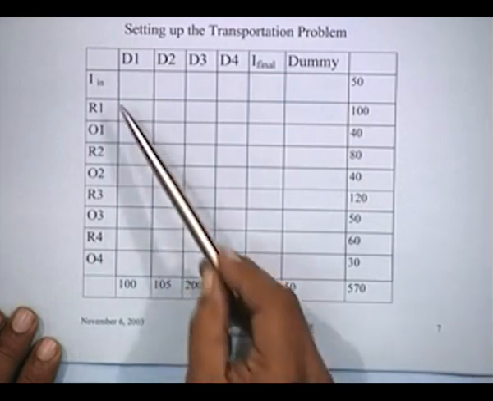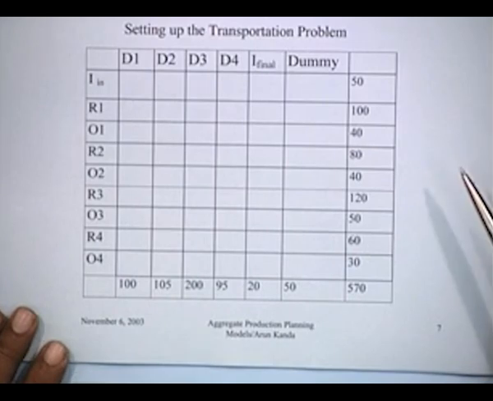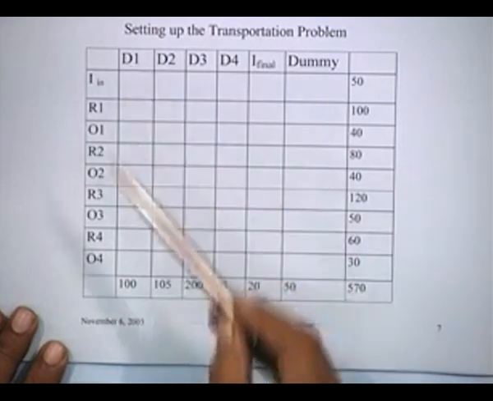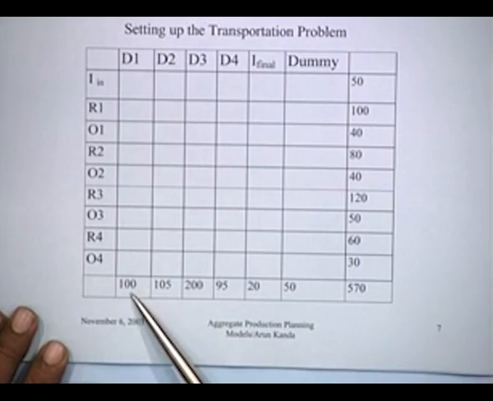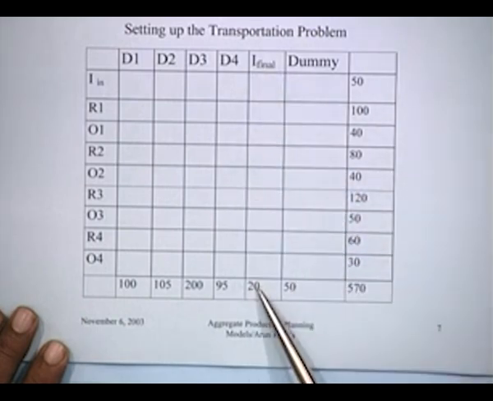Now as far as the demands are concerned, the demands are nothing but the forecasts of demand for the various periods, right? So when you look at it, the demand in the first period is 100, then it's 105, then it's 200, then it's 95, and you require that the final inventory should be 20. So this is also like a demand, right, at the end, 20.